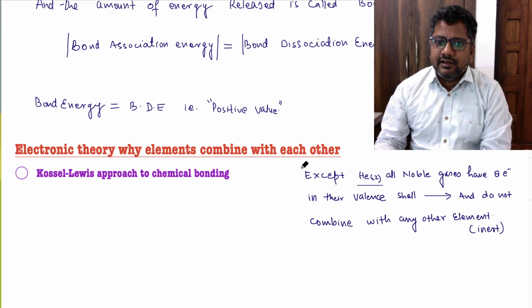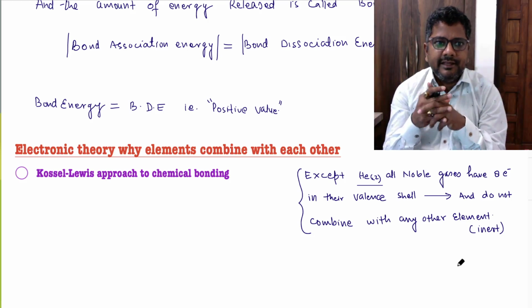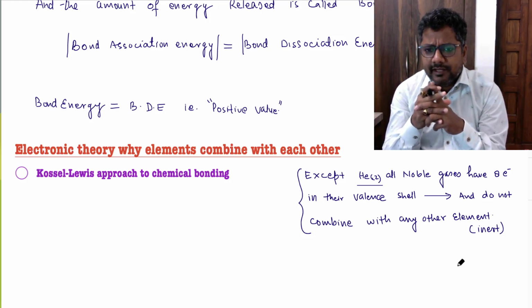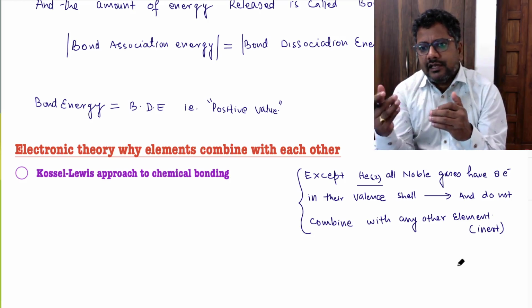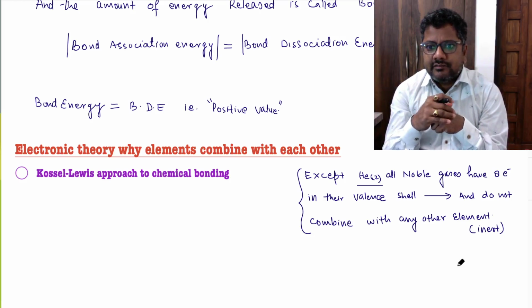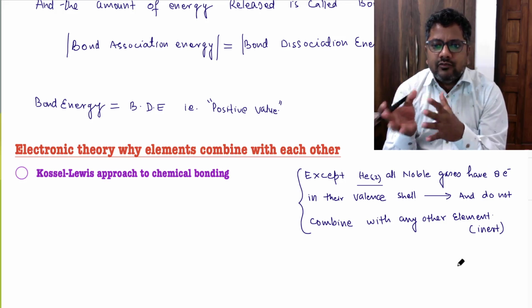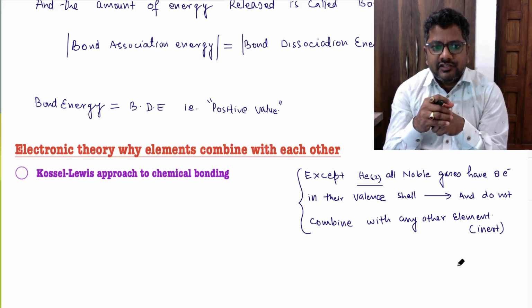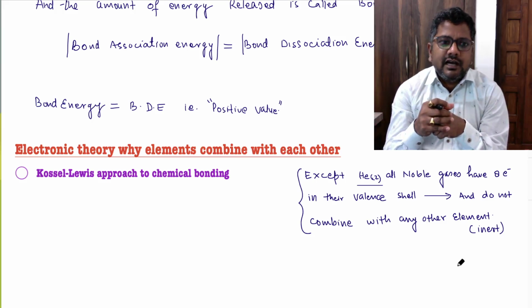So Kossel and Lewis developed an idea: okay, since noble gases are inert with 8 electrons in the valence shell, except helium, other elements also try to complete 8 electrons in the valence shell, and due to this, they will combine with each other. So this is the idea behind this electronic theory.